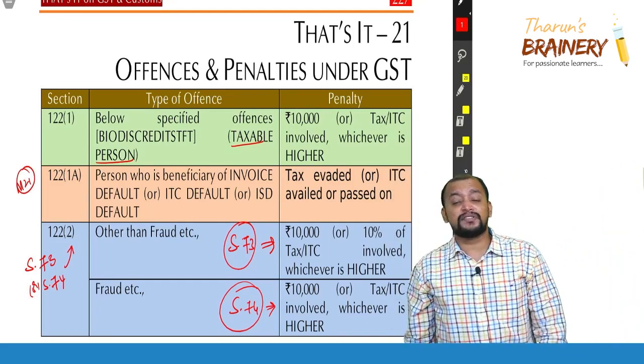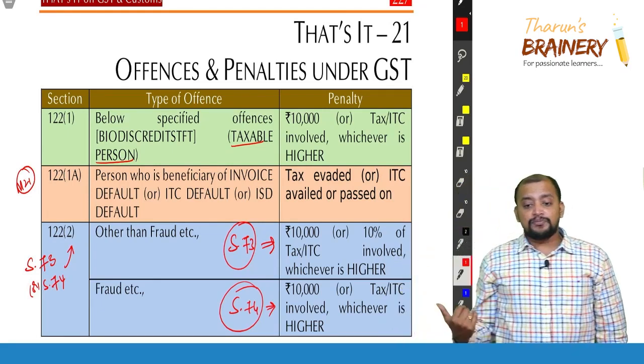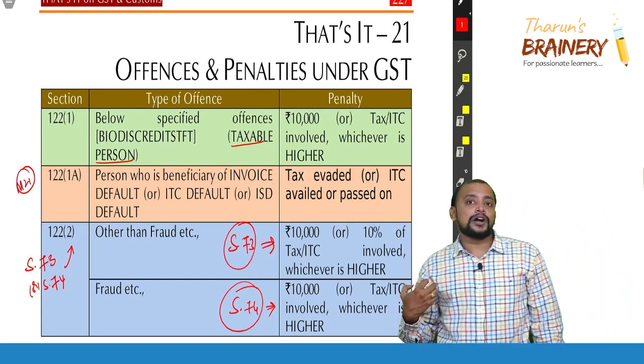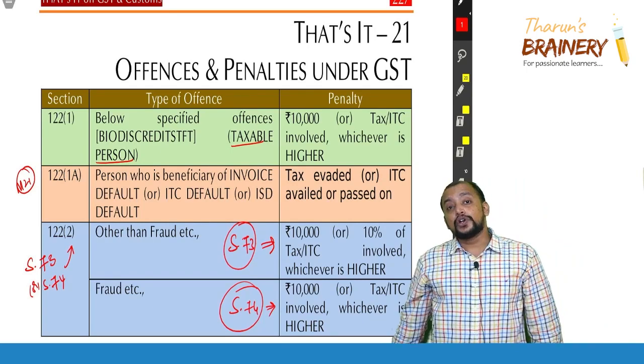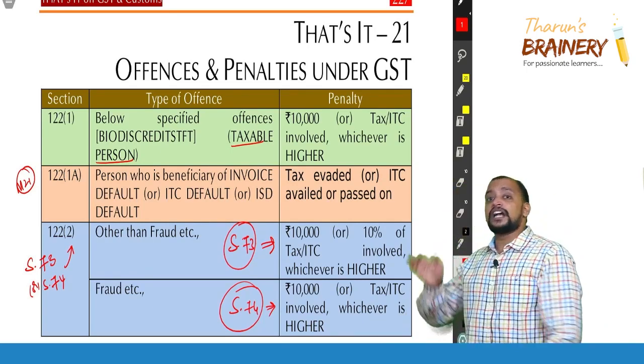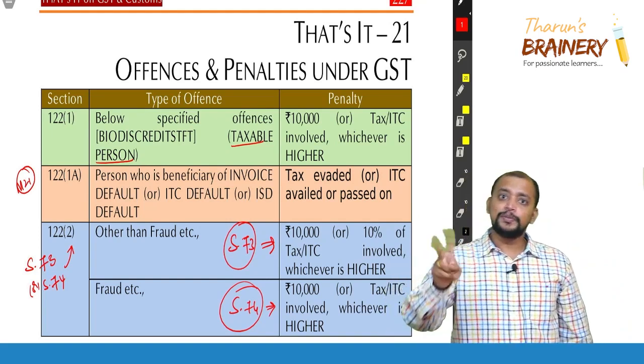Then what's the difference between wrong availment and wrong utilization? Wrong availment means I have taken the credit wrongly, but I did not use it. The balance is there. Wrong utilization: I took the credit wrongly and I used it for payment of taxes. But both are to be recovered.